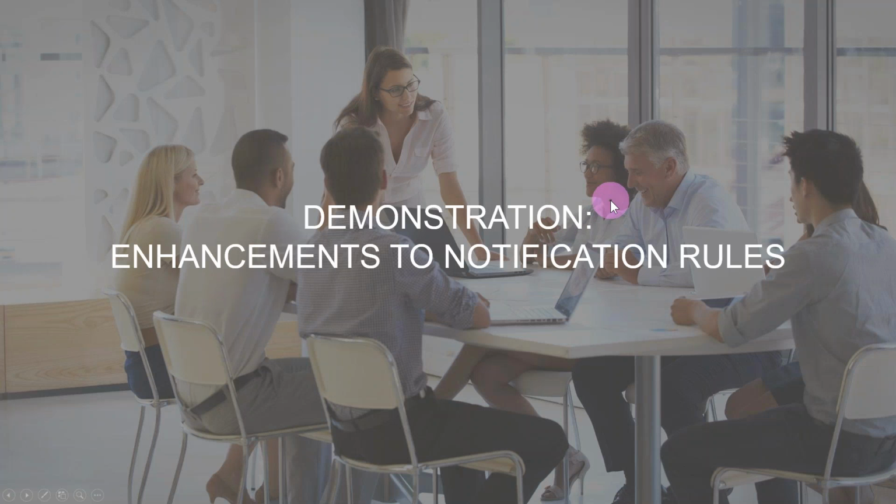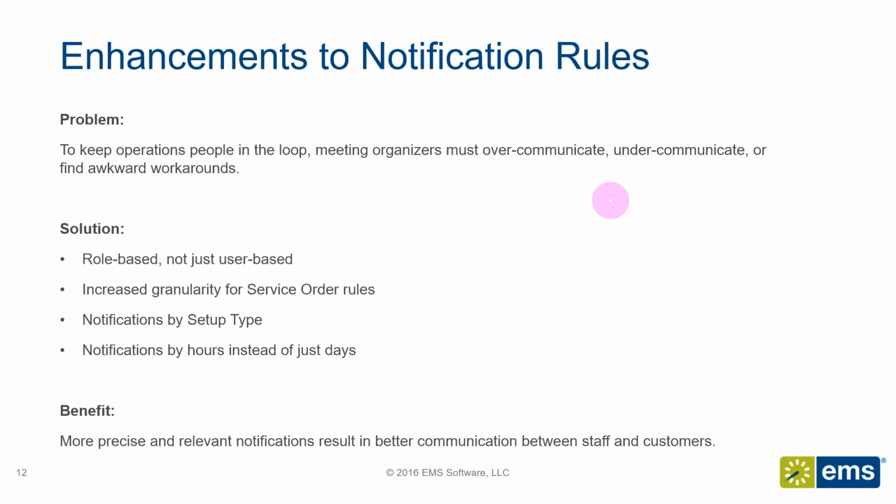Next area of demonstration is our enhancements to notification rules, and this is a highly requested set of features that we've gone through. The problem that we've found and our customers have identified is that keeping operations people in the loop has become paramount, and meeting organizers oftentimes have to over-communicate to those industry vendors, whether it be external, internal, catering, AV teams, etc., or there's not enough communication, or they had to find some level of workarounds in order to make that happen. So what we've done is we've included some additional features within the notification rule sets to try to enhance the ability for EMS to provide those level of notifications for you.